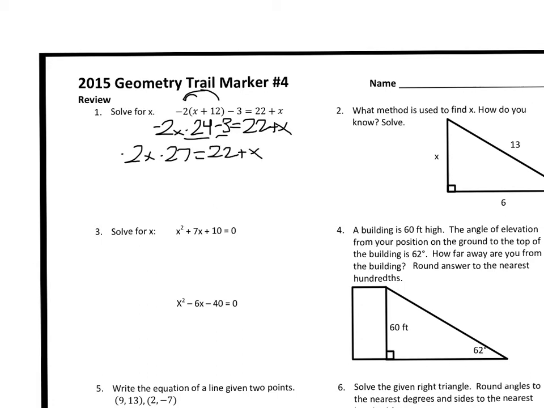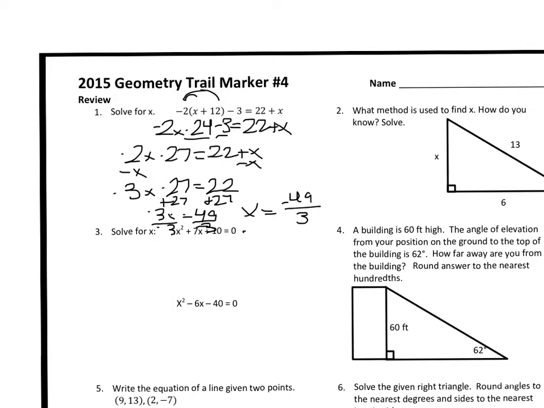Now I'm going to start moving constants to one side and the variables to the other. So I'm going to move this x to the left side by subtracting it. So I get -3x minus 27 equals 22. Now I'm going to move the -27 to the other side, so I add 27 to both sides. And I get -3x equals 49. And then I'm going to divide by -3 on both sides. And I get x equals -49 over 3.